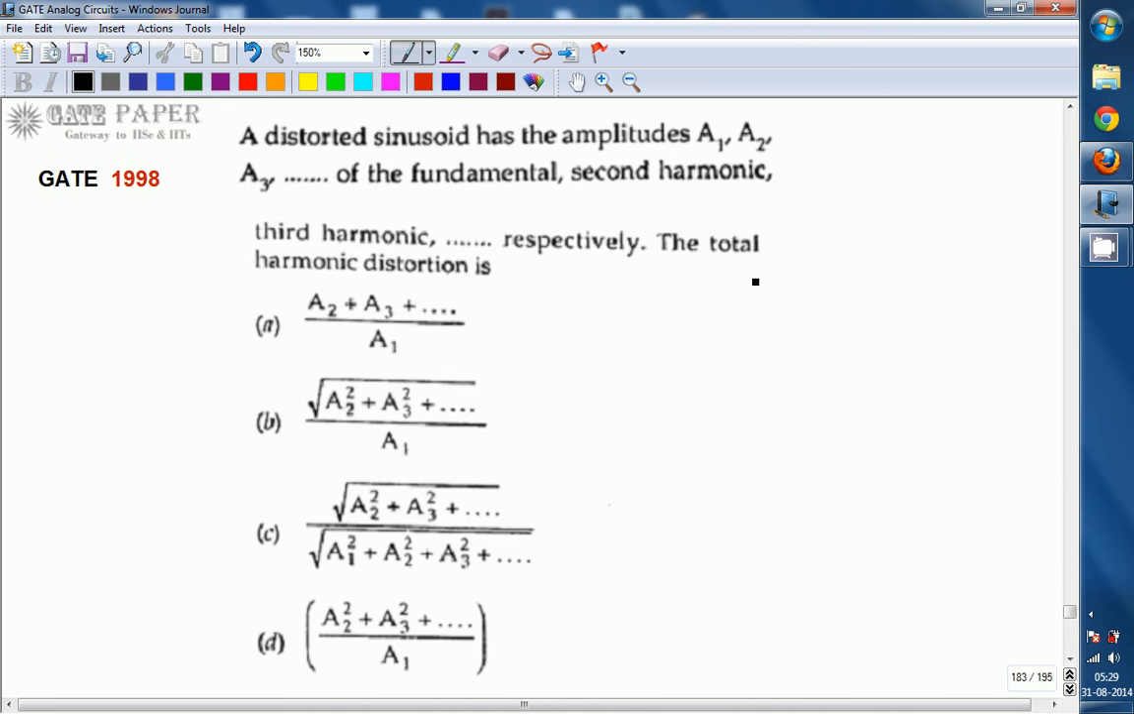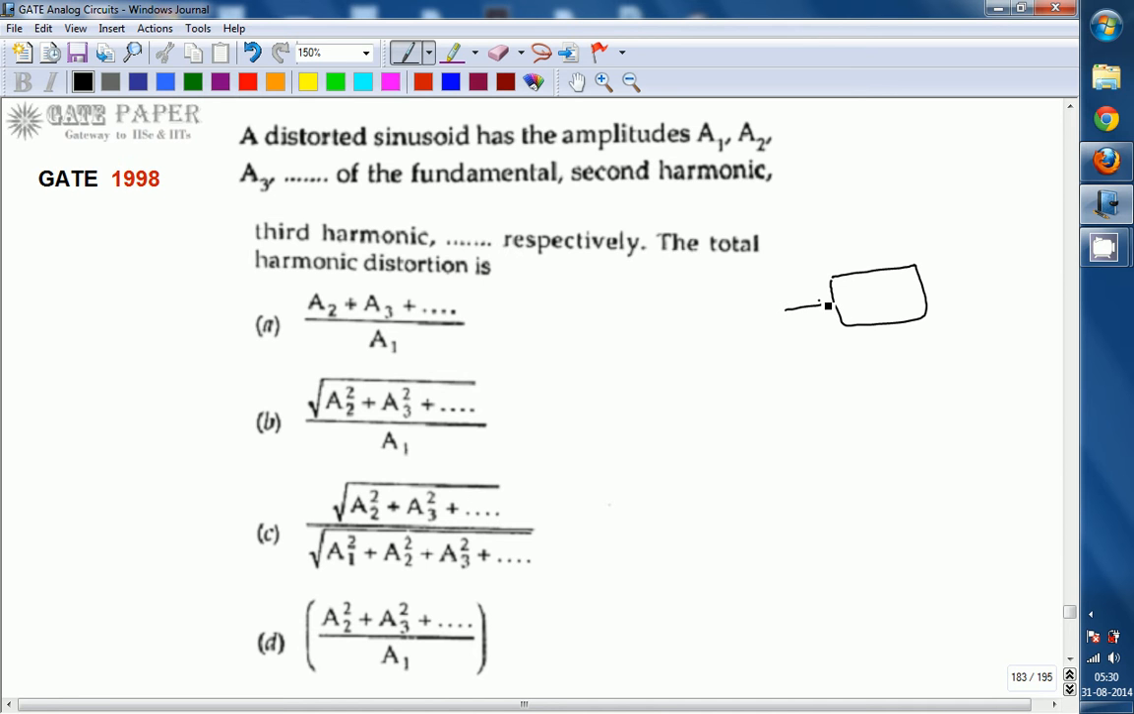First of all, what is meant by a distorted sinusoid? How do you get this? Later we will see what is meant by harmonic distortion, then we will go for the relation. Let us assume we are going with a circuit.